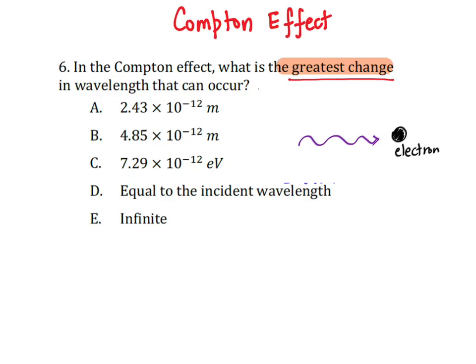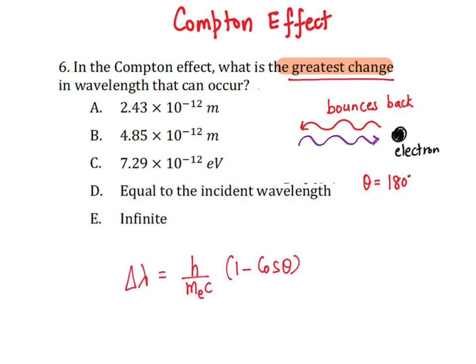Next, we have a problem on Compton effect. What is the greatest change? So the question is asking for greatest change. We can see that Compton effect is when the photon collides with the electron. If you want greatest change, the photon should have bounced back. That means it should reflect back. So the angle will be 180 degrees. Angle by which the photon gets deflected from its original path is 180 degrees.